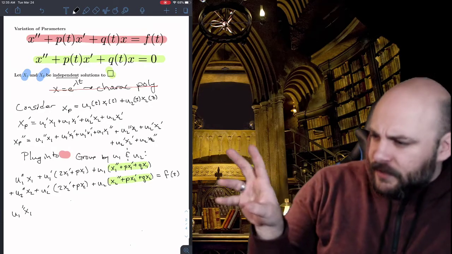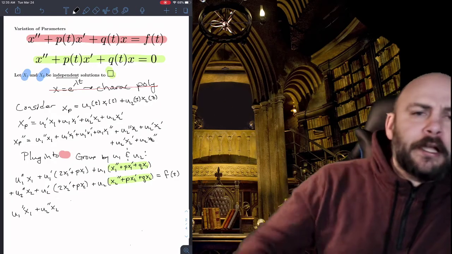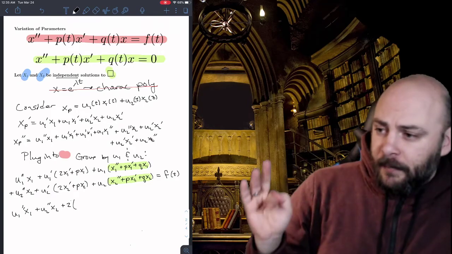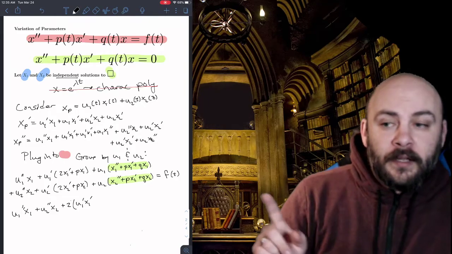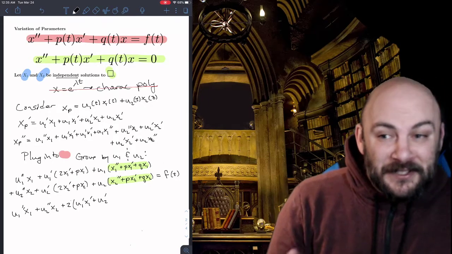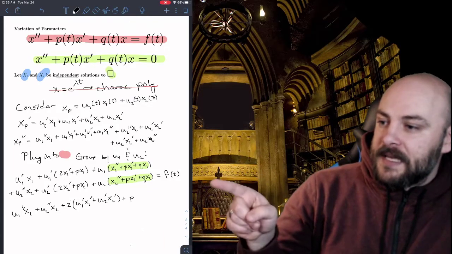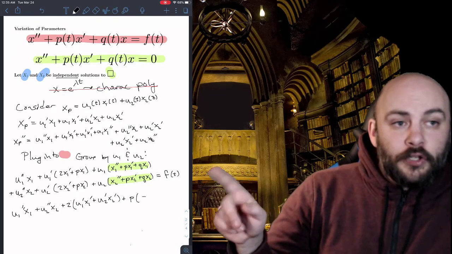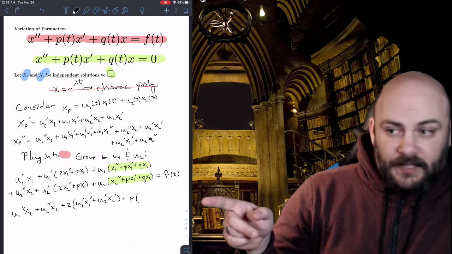And now what we're going to do is, again, a little bit of massaging, a little moving stuff around. u1 double prime x1, u2 double prime x2, plus 2 times u1 prime x1 prime plus u2 prime x2 prime, close that off. And then all that we're left with at the end is p, which is p of t, remember, times x1 u1 prime plus x2 u2 prime.